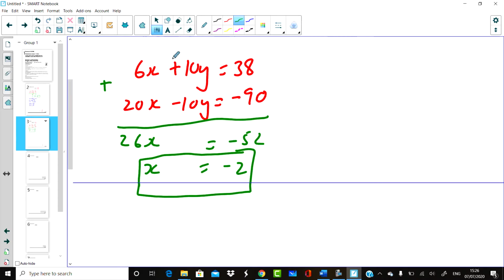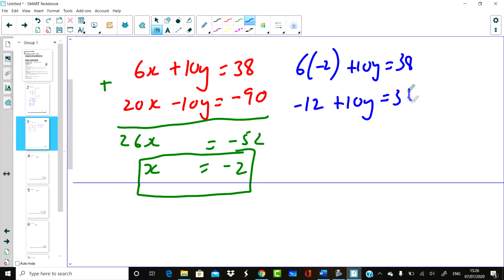Now we can sub that into the first equation here, to get our y value. So if we do that, we're going to end up with 6 multiplied by x, so that's minus 2, and 10y is equal to 38. So therefore we have minus 12 add 10y is 38. And now if we take the minus 12 to the right side, we're going to add 12 to both sides. So we have 10y is 38 plus 12.